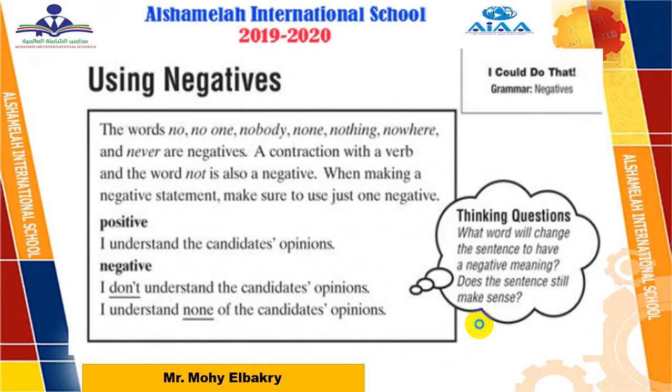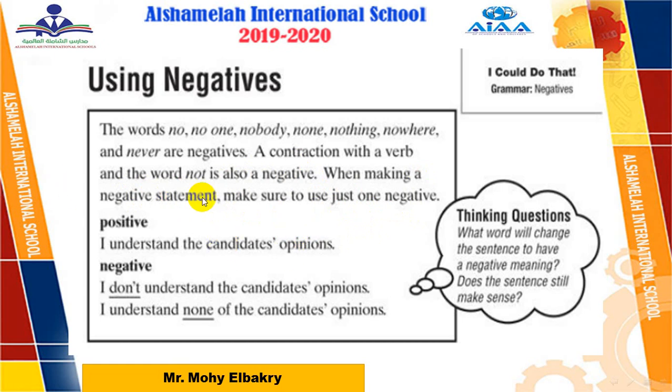The second page, using negatives. The words no, no one, nobody, none, nothing, nowhere, and never are negatives. A contraction with a verb and the word not is also a negative. When making a negative statement, make sure to use just one negative. Don't use two negatives together.